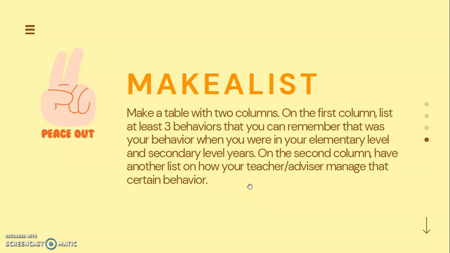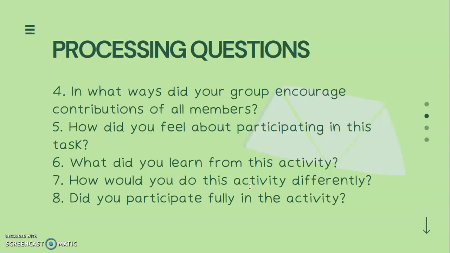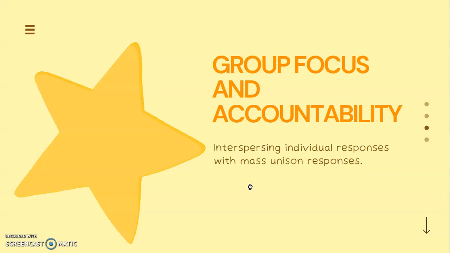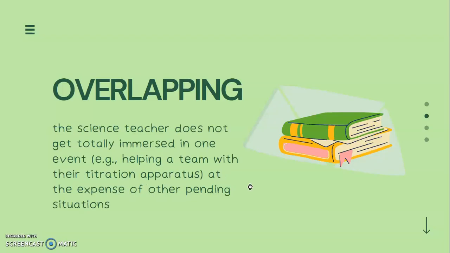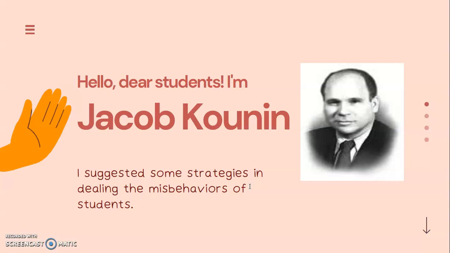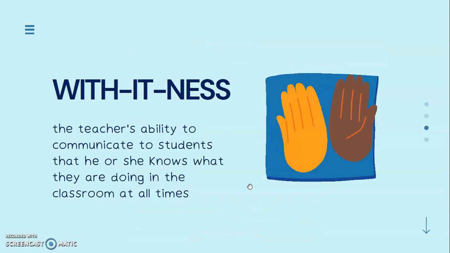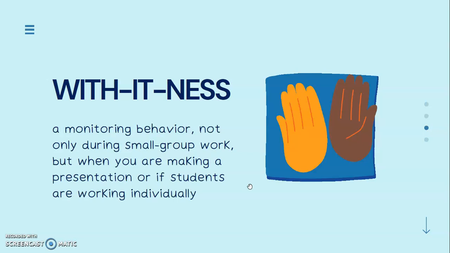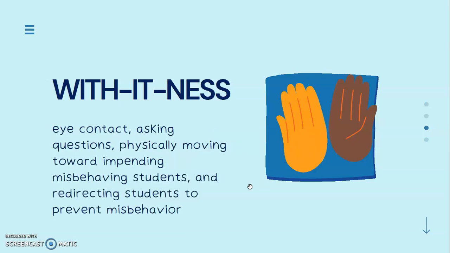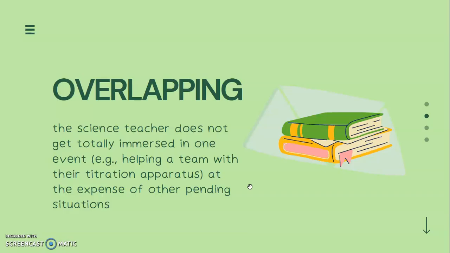Okay? Excuse me. So I hope you have learned something. So let's go back to the content of this video. So earlier we have met Jacob Conin. Yeah, he suggested the strategies in dealing with the misbehaviors of students, and he mentioned about witness na kailangan alam mo na ma-feel ang estudyante mo na you are with them. So one way to do that is through eye contact, asking questions, and physically moving around the classroom to prevent misbehavior. Next is overlapping.